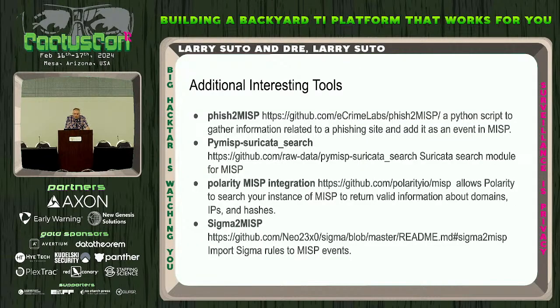Here are some other tools that integrate nicely with MISP. There's a phishing information script, and Suricata, so you can search for indicators that you can use in your Suricata. The Polarity domain analysis platform can be integrated, and if you use Sigma rules, you can import your Sigma rules as well.